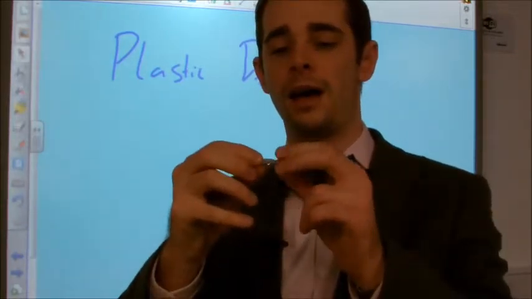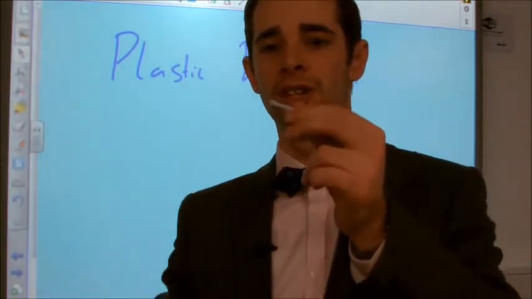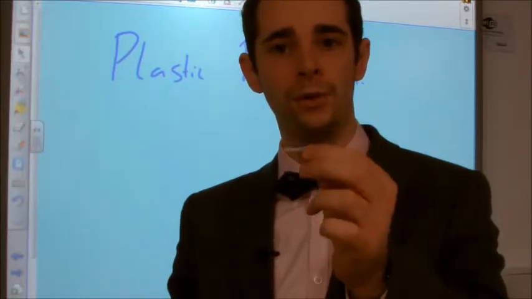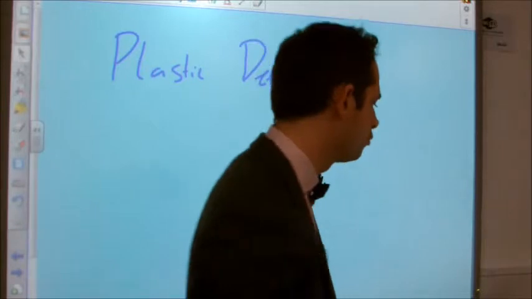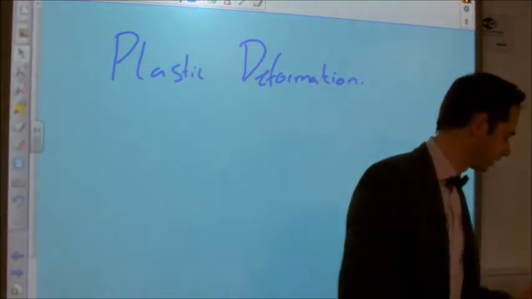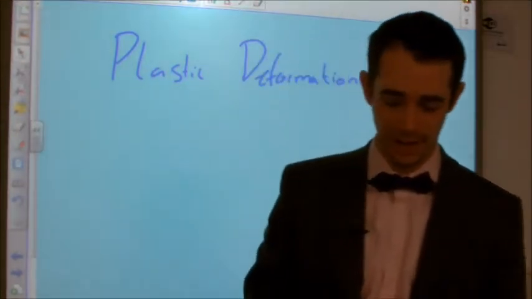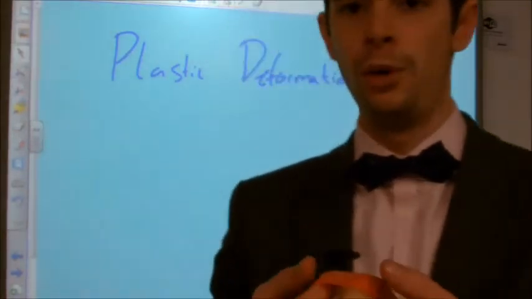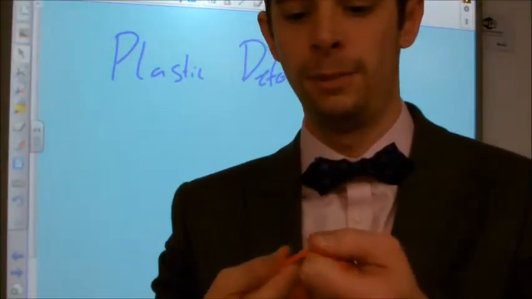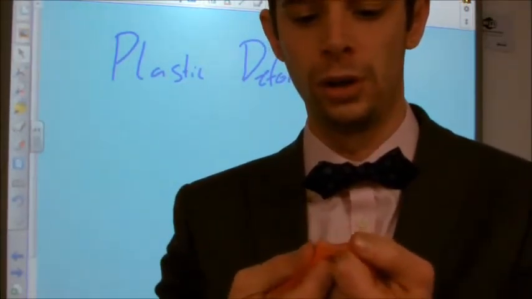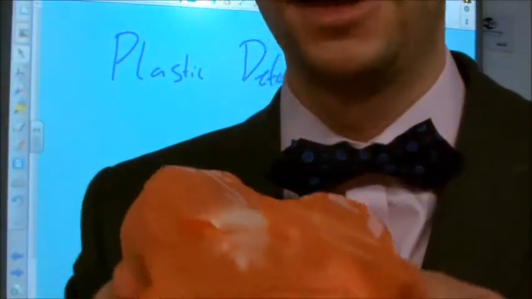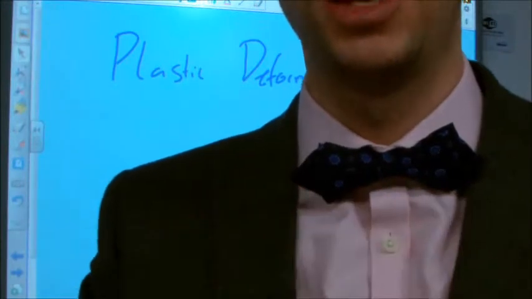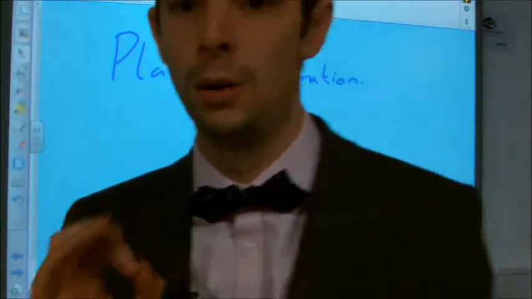I apply a force, it changes the shape, and when I remove the force, it doesn't return to its original one. Another really clear example of plastic deformation is, funnily enough, a plastic carrier bag. If you apply a small force, I don't know if you can see it on the camera, my plastic bag has actually changed colour. It's only changed colour where it's changed shape.